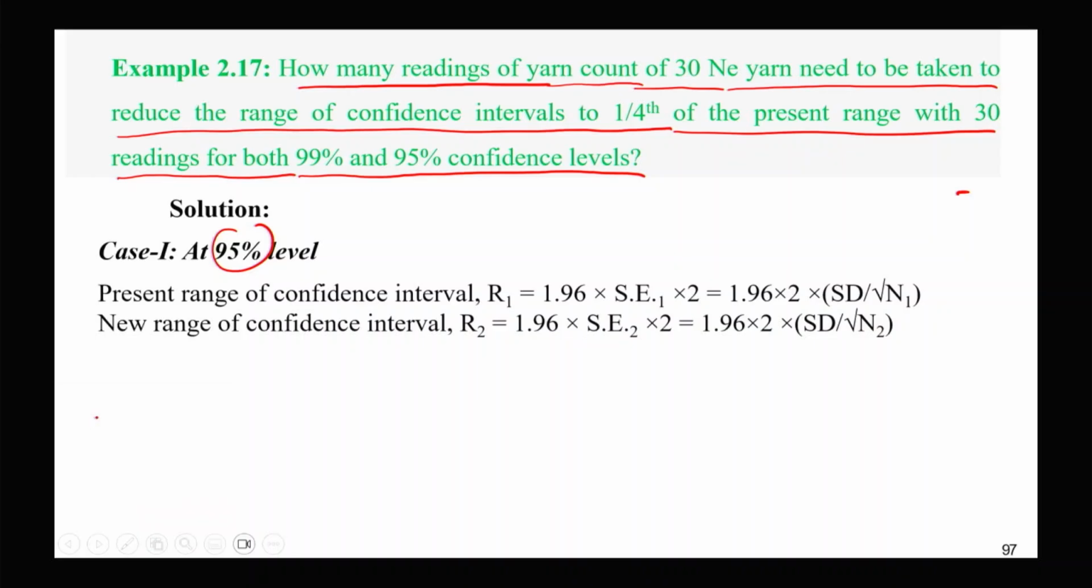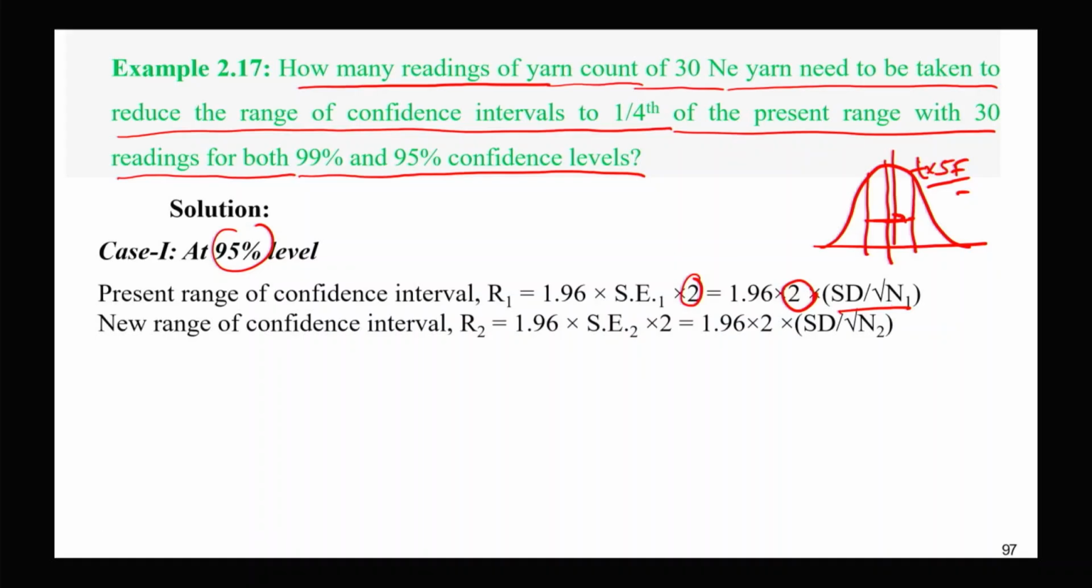Now what we have to do, and why are we multiplying by 2? Because we are trying to see both sides. This is t into standard error, and this side also t into standard error, so this will be 2 into t times standard error, double. Okay.